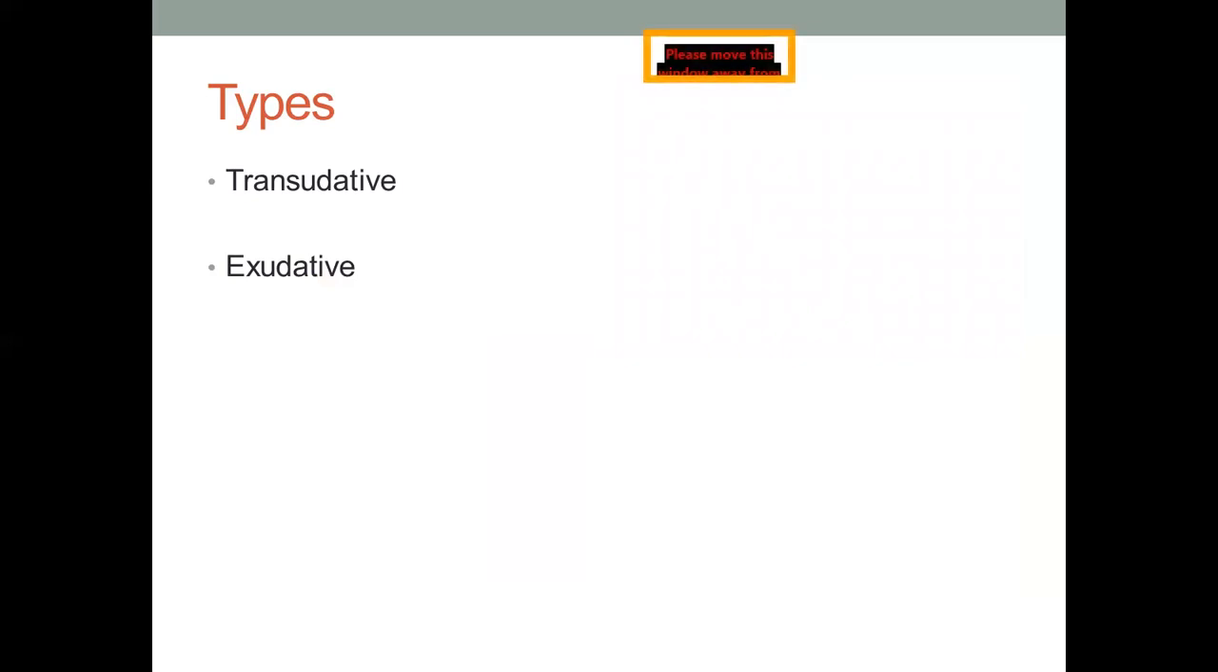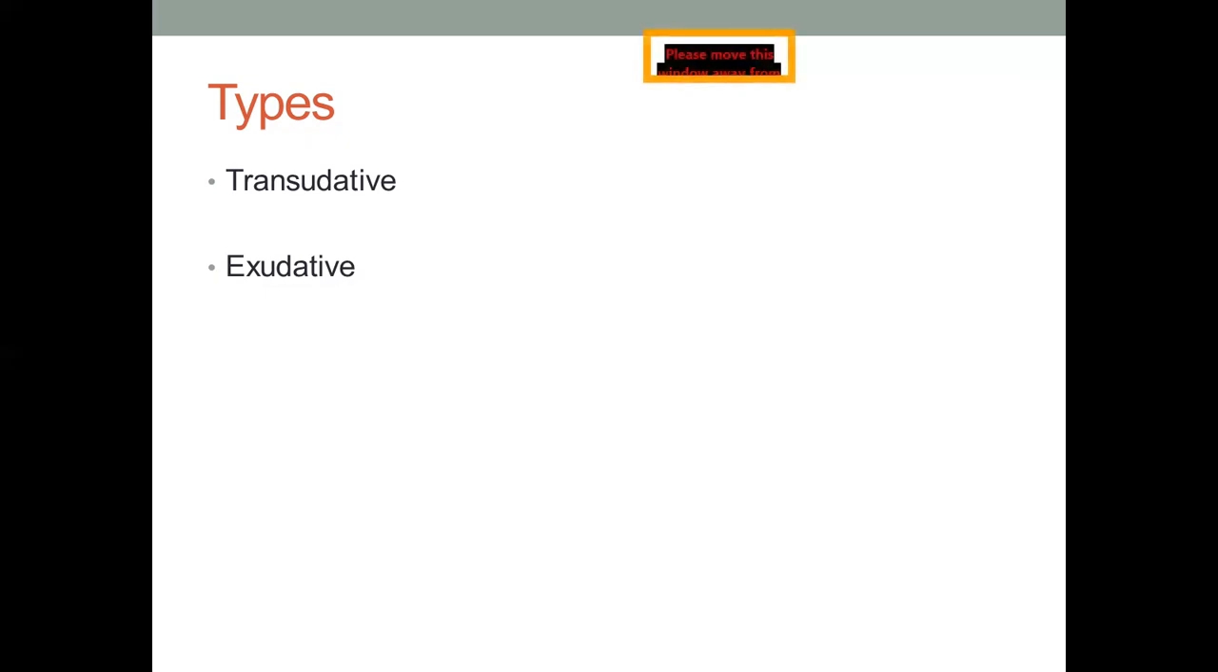When we aspirate the fluid, by looking at the color of the fluid, one can diagnose the type of the pleural effusion. Either this will be transudative or exudative. If the color is hemorrhagic, so this is hemothorax, and this will be exudative pleural effusion.